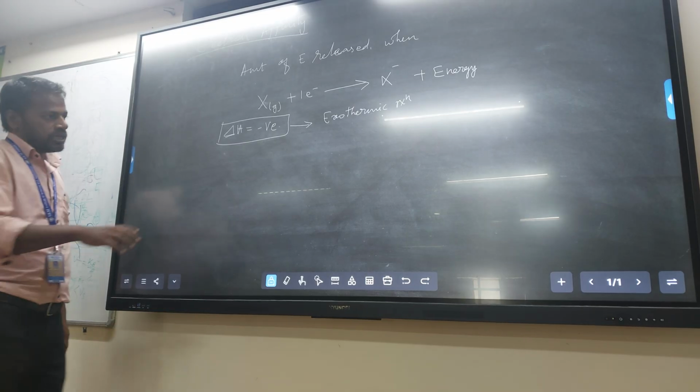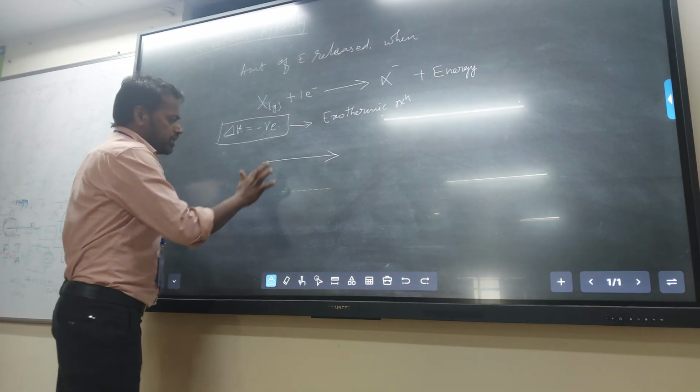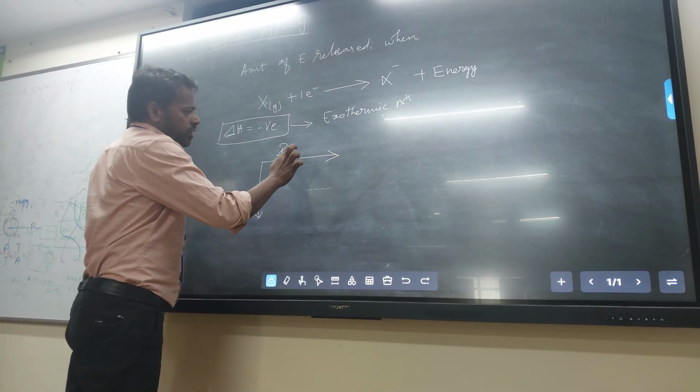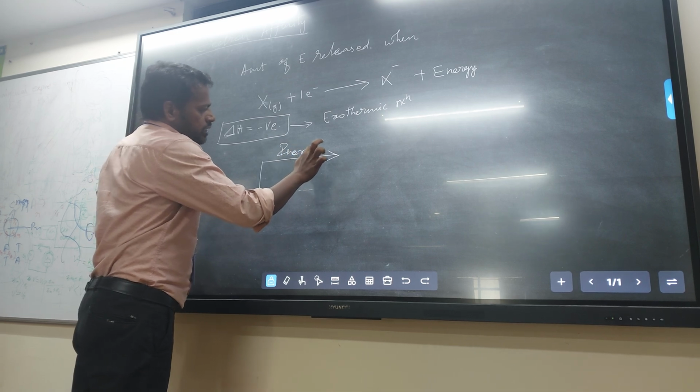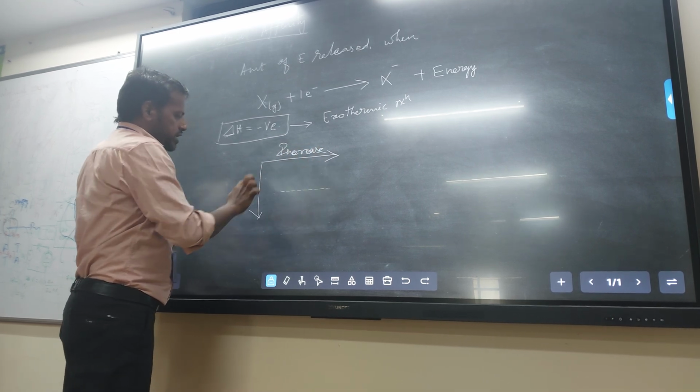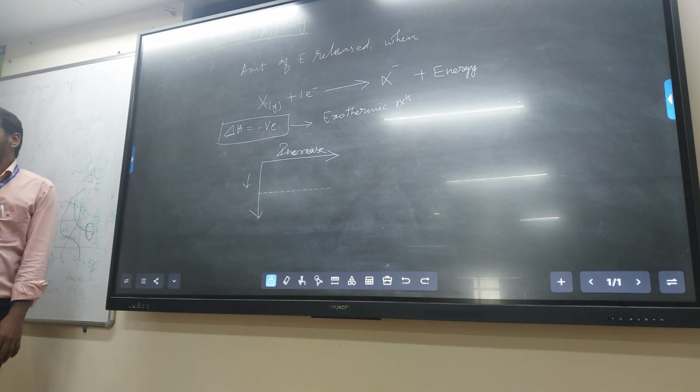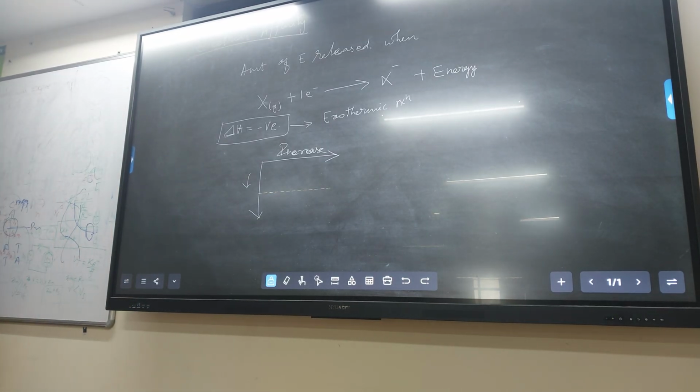As usual, here also it is the same: from left to right increasing and top to bottom decreasing. The same explanation applies, because of the increasing effective nuclear charge in the period and decreasing effective nuclear charge in the group. When effective nuclear charge decreases, the addition of the electron is very easy.